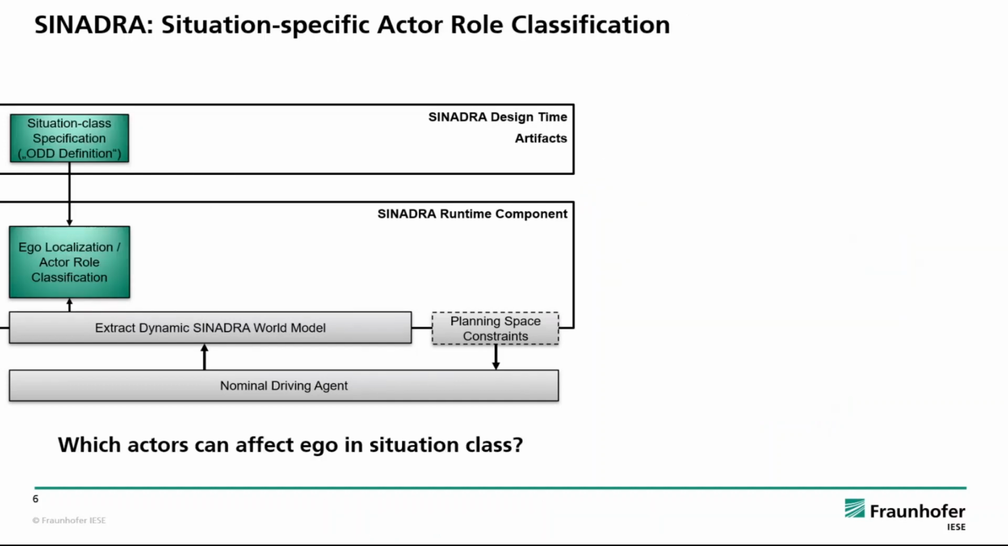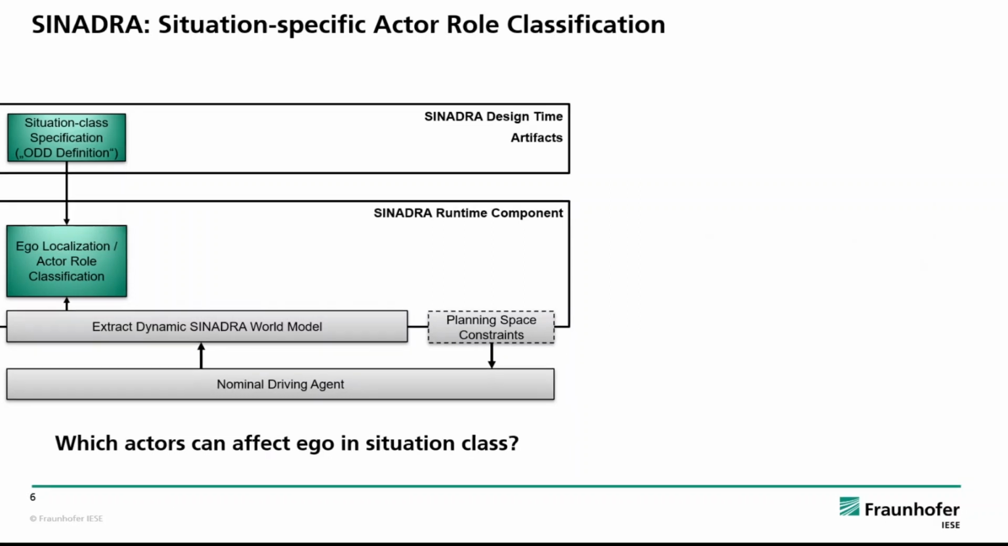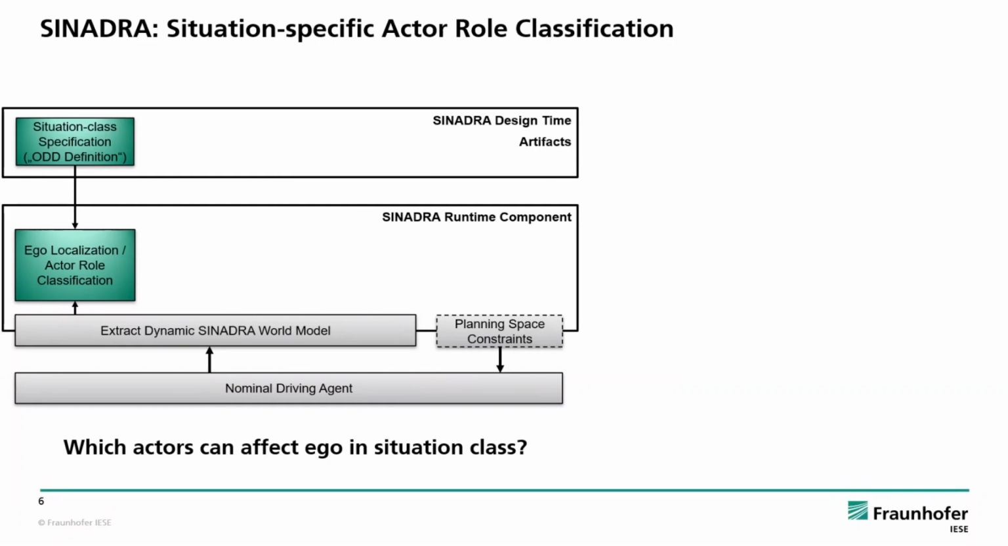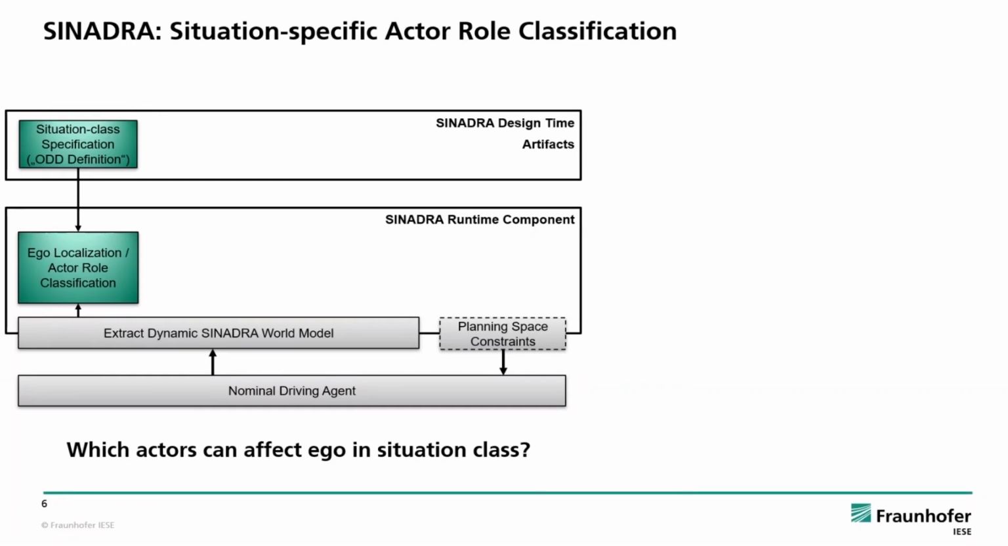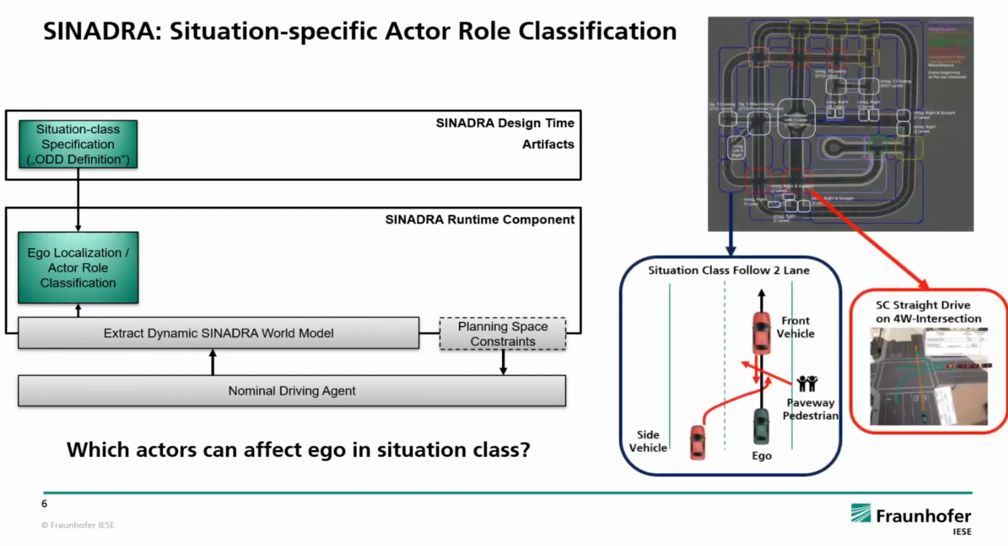The first component, if we want to introduce situational awareness, is that we need to get an idea in which situation, or rather situation class, our ego is operating, and concluding from that, which role the other perceived actors in the vicinity of the ego play in the current situation. As a design time artifact, we need to specify so-called situation classes. This means we are decomposing our situation space into smaller situation classes with the aim to get an idea about the role of other actors for our ego vehicle.